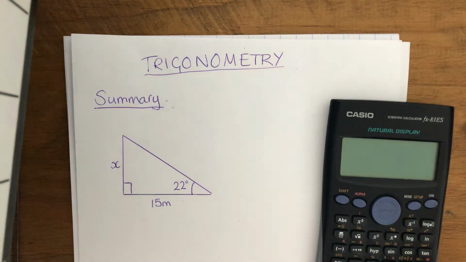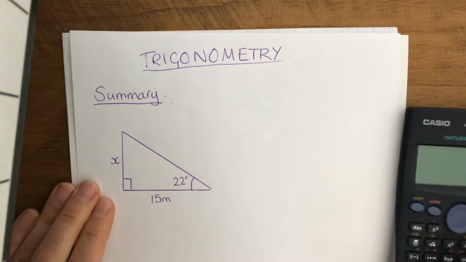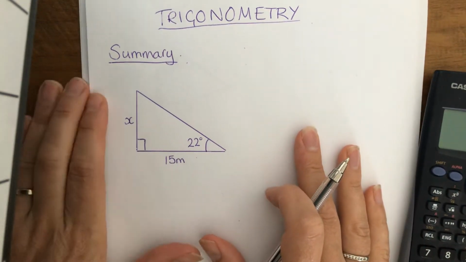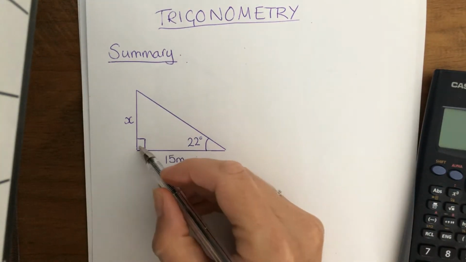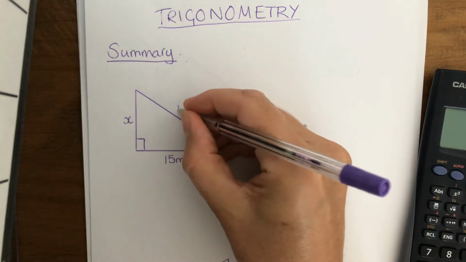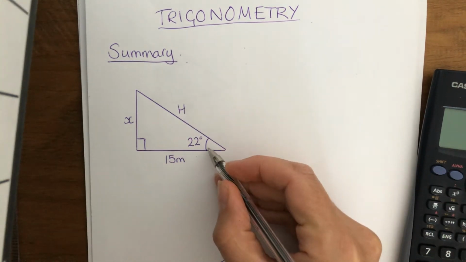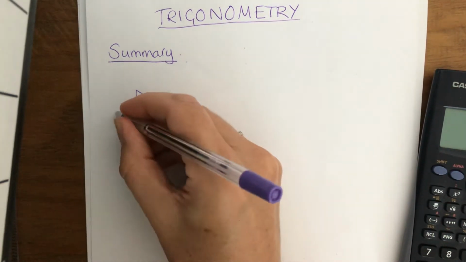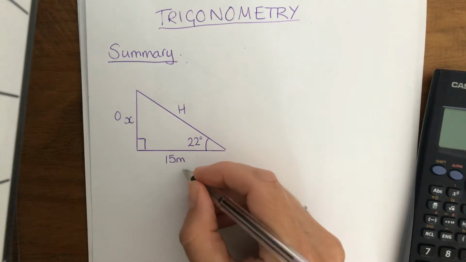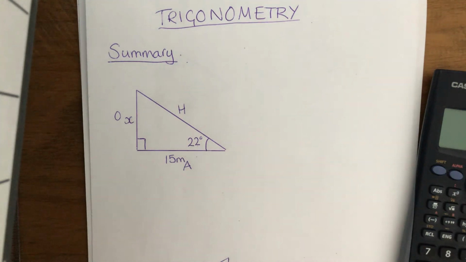Okay, so finding missing sides or missing angles. Summary: what you do first, you always label the sides. Opposite the right angle, hypotenuse. This is the angle of interest. Opposite that, called the opposite. And next to that, called the adjacent.